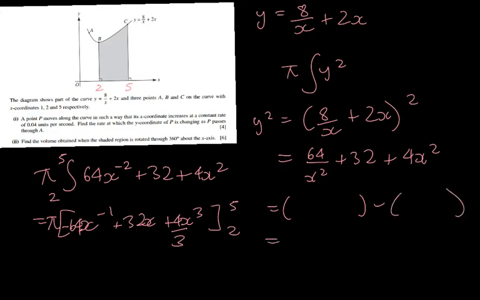So if I go through carefully and I substitute in 5 into that expression, I get 4,708 all over 15. And when I go through and substitute 2 into the expression, I get 128 over 3. So if I quickly work those out on my calculator and subtract them from each other, I will get the volume of revolution.